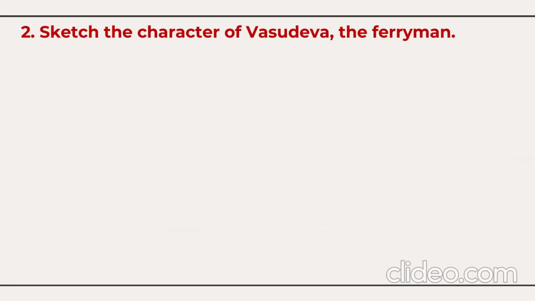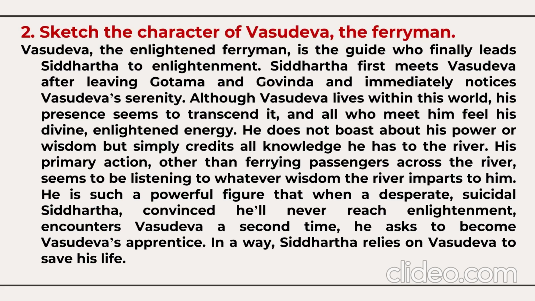Question number 2 for 5 marks. Sketch the character of Vasudeva, the ferryman. So one character sketch is fixed, right? It will always appear. Vasudeva, the enlightened ferryman, is the guide who finally leads Siddhartha to enlightenment.